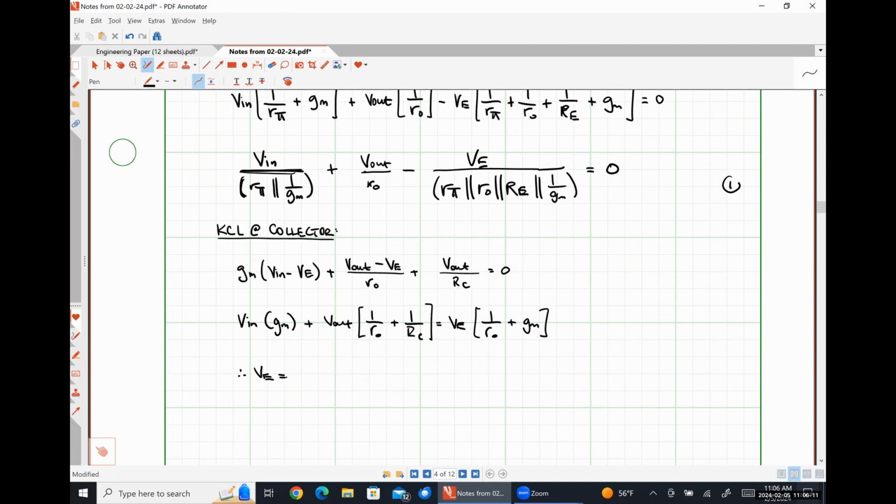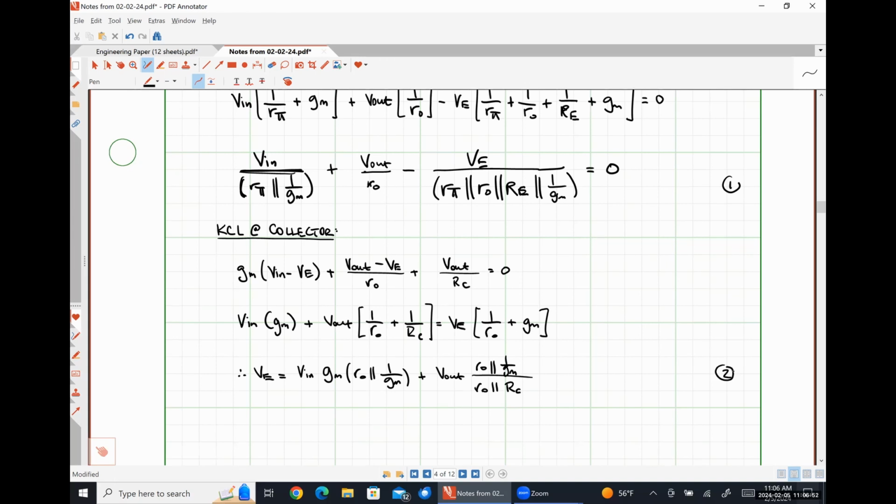And what we wind up finding is that our emitter voltage, Ve, is just going to be Vin times gm times r naught in parallel with 1 over gm, plus Vout times the ratio of r naught in parallel with 1 over gm divided by r naught in parallel with RC.